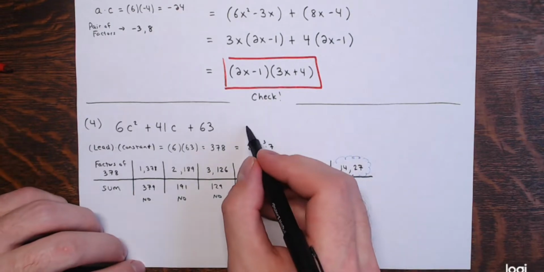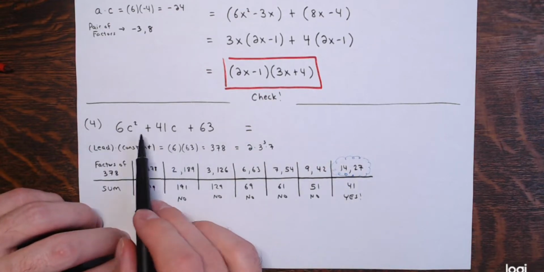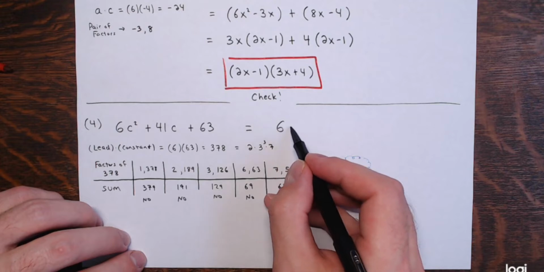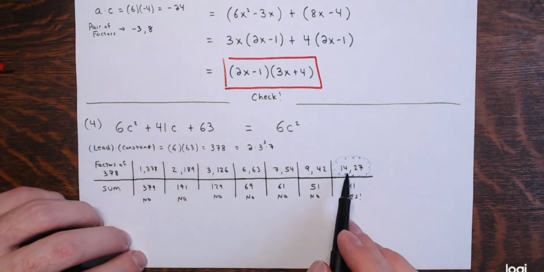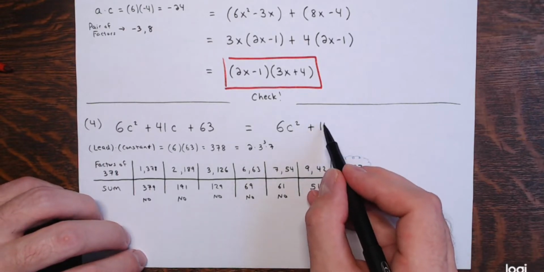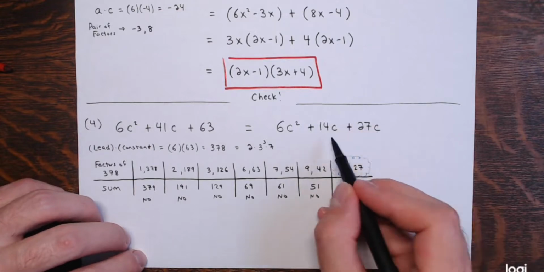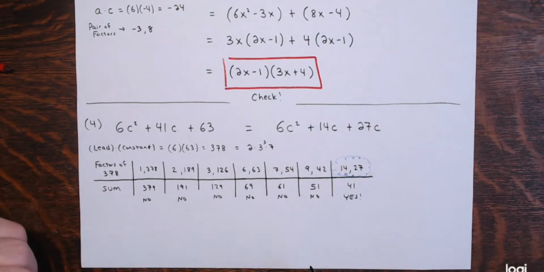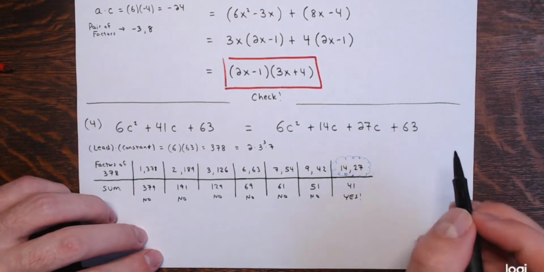So I'm going to rewrite this. Right, again, I'm just rewriting the middle term. So this is still 6c squared. And then instead of plus 41c, I'm going to have plus 14c plus 27c. Right, plus 14c plus 27c. Or the other way around. Again, it doesn't matter what order you add things in either. Right. Plus 63. And then we do the grouping.